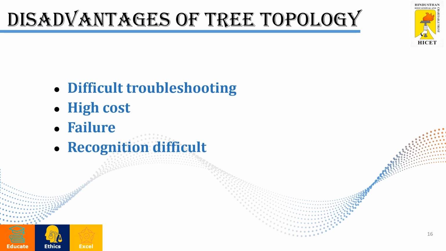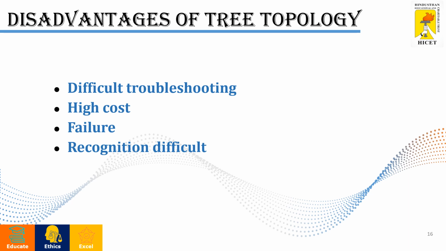A tree topology mainly relies on the main bus cable, and failure in the main bus cable will damage the entire network also. So if any main bus cable is affected, all the devices that are connected in the network also fail.